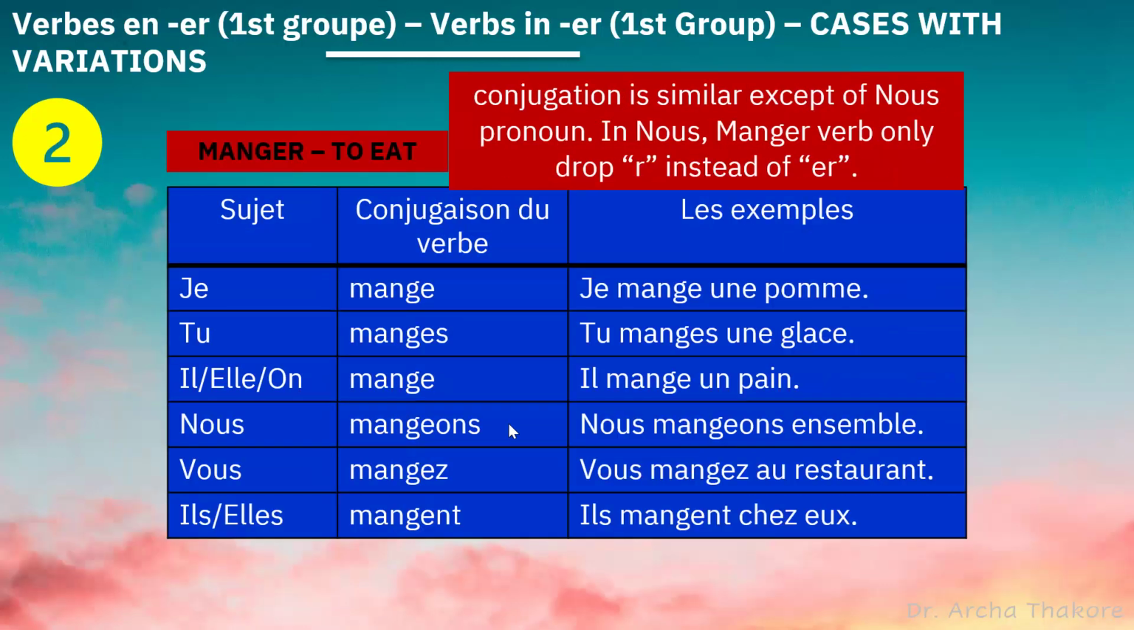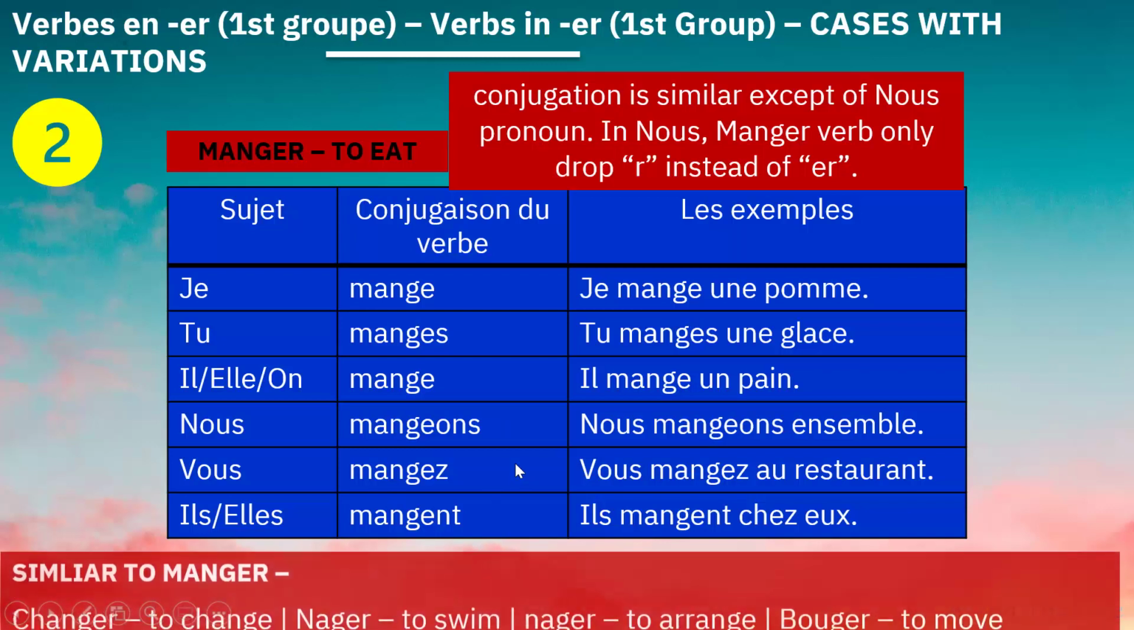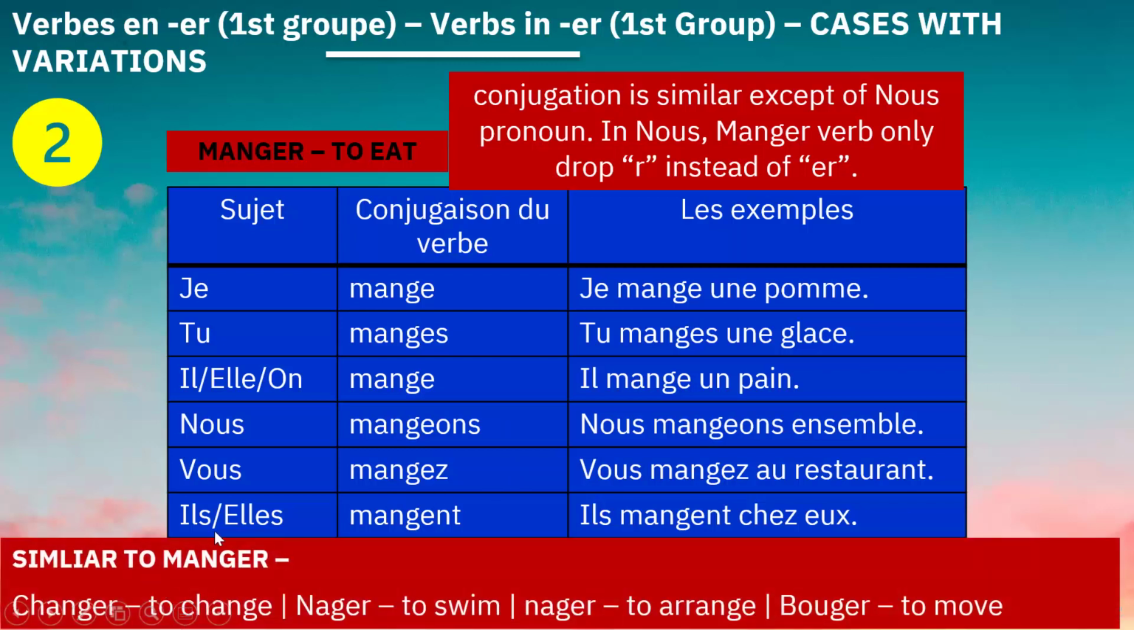Now let's take a look at a few more verbs which follow the same pattern. Okay. Changer. Changer is to change. Je change mon avis. I change my opinion. Nager. Je nage tous les jours. Swim. Bouger. Bouger is to move.